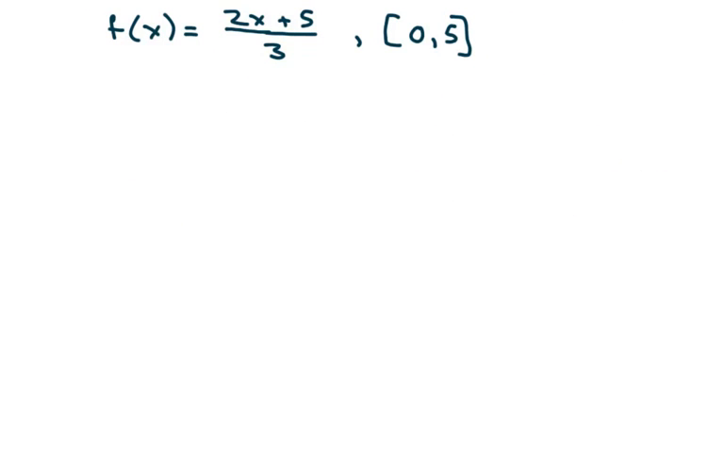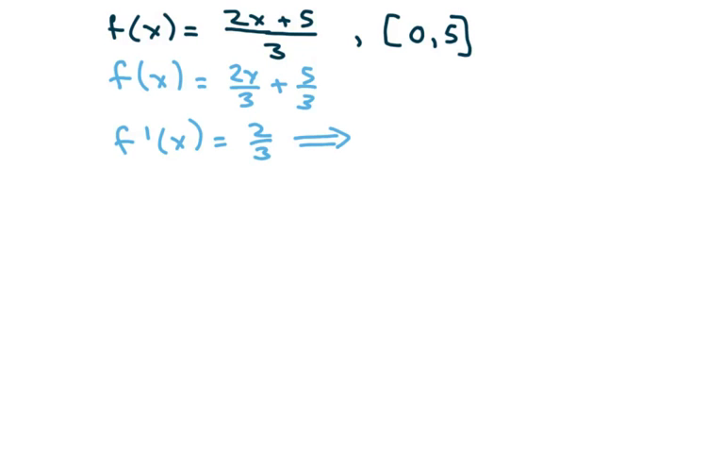Okay? So the next one is very similar. I'm going to go ahead and rewrite my function as 2x over 3 plus 5 over 3. When I take the derivative, I'm checking for the critical numbers, which is 2/3. And that means we can't plug anything in, so there's no critical numbers. Remember, on the critical numbers, you're setting your derivative to 0, and that doesn't make sense, so there's no critical numbers.